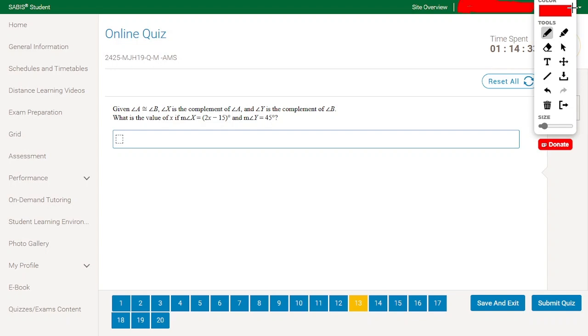Given angle A congruent to angle B. Angle A congruent to angle B means angle A equals angle B. Now angle X is the complement of angle A. It means complementary angles, so angle X plus angle A equals 90. And angle Y is the complement of angle B. It means angle Y plus angle B equals 90.